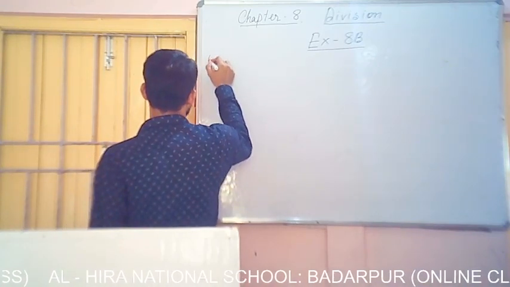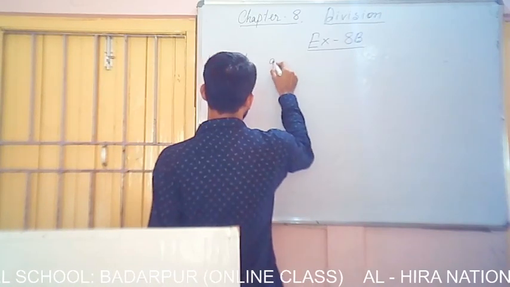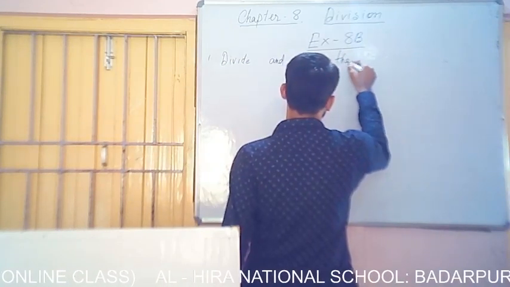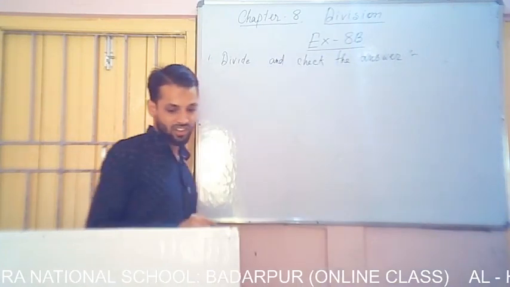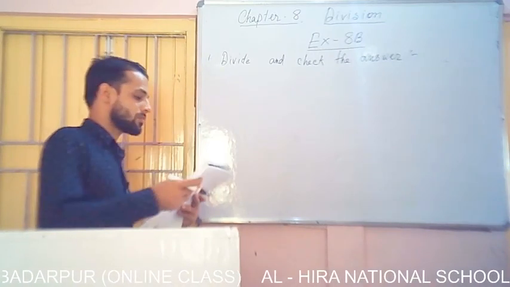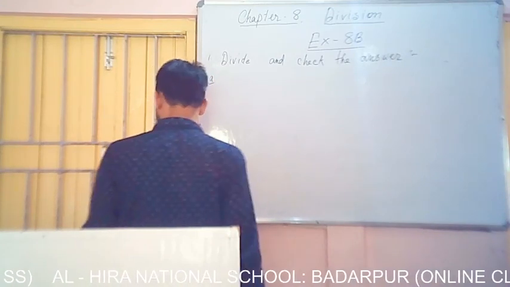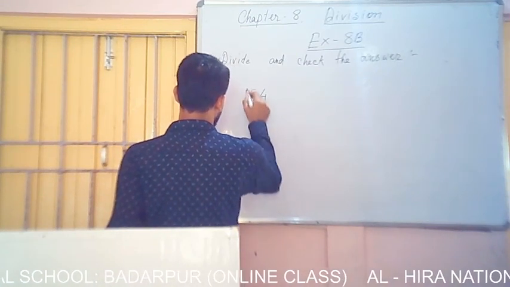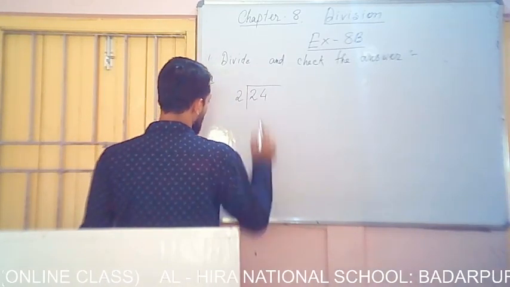So the first question is divide and check the answer. Okay, so question number A. 24 divided by 2.